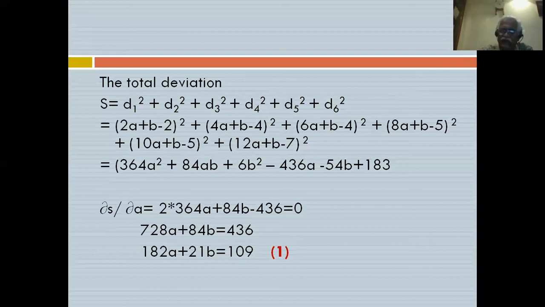54b and 183 is not counting because we are doing differential equation. We are doing the derivatives, partial derivatives with respect to a. It is called partial because we are doing it with a only. So the equation coming is 182a plus 21b equal to 190. So this is the equation that comes. Next.